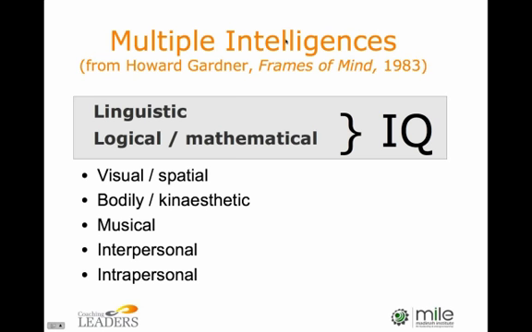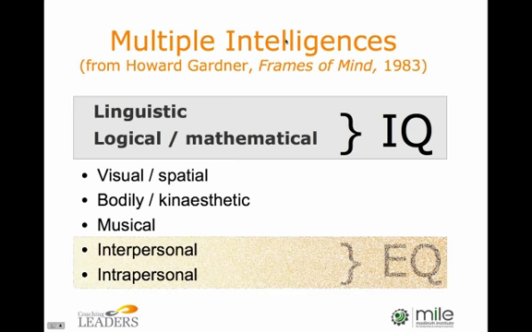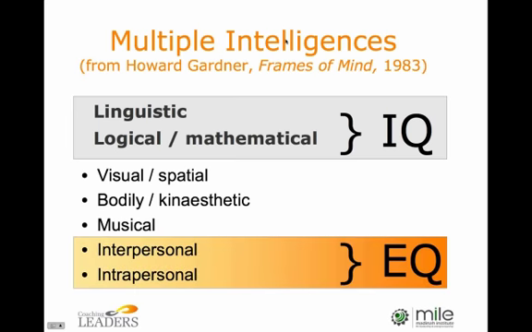Musical intelligence is fairly self-explanatory, but the two that really concern us here are interpersonal and intrapersonal intelligence. Interpersonal intelligence is about understanding and being able to relate to and influence other people. Intrapersonal intelligence is about being aware of, making sense of, and managing your own emotions. So these last 2 intelligences make up what has been called EQ, which stands for emotional quotient, or emotional intelligence.